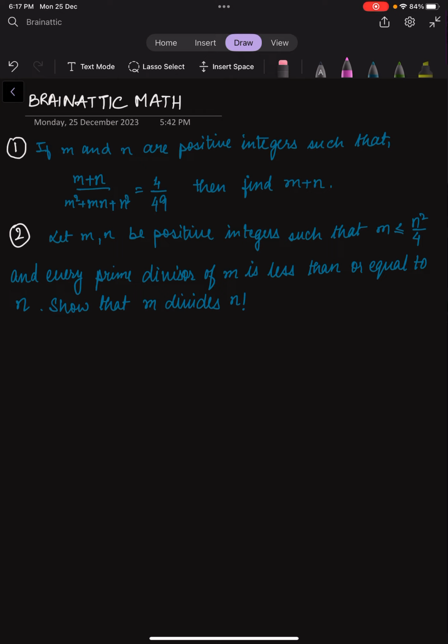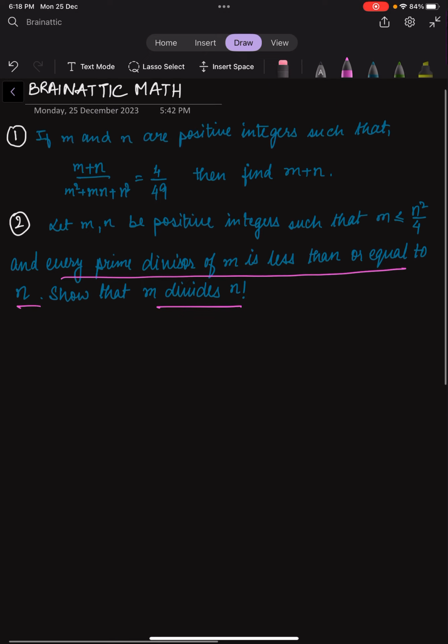In the second question, we are again given two integers m, n, where the relation between the two is m less than or equal to n square by 4. Also, every prime divisor of m is less than or equal to n. We need to show that m divides n factorial. So we'll solve the problems one by one. Let us begin with problem number 1.